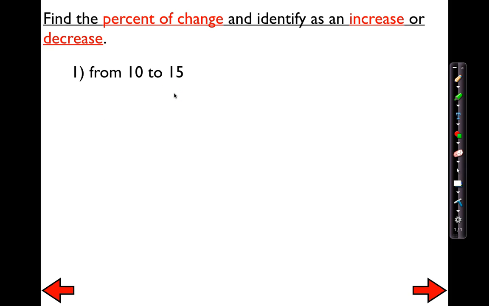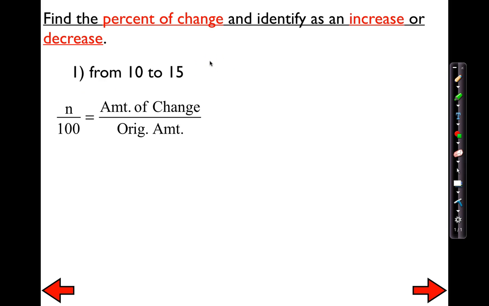Okay, so now let's find the percent of change and identify it as an increase or a decrease. Immediately I'm going to say it's an increase. Why? Because the values did get bigger. So using the proportion, we're going to set it up as the amount of change over original.